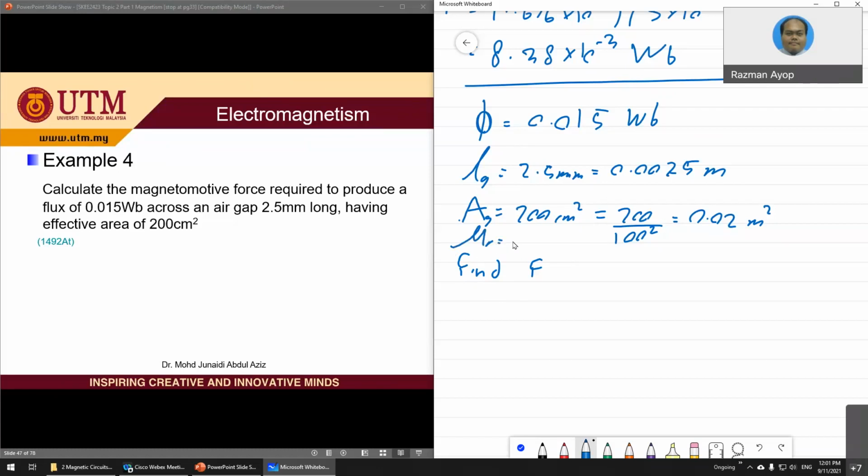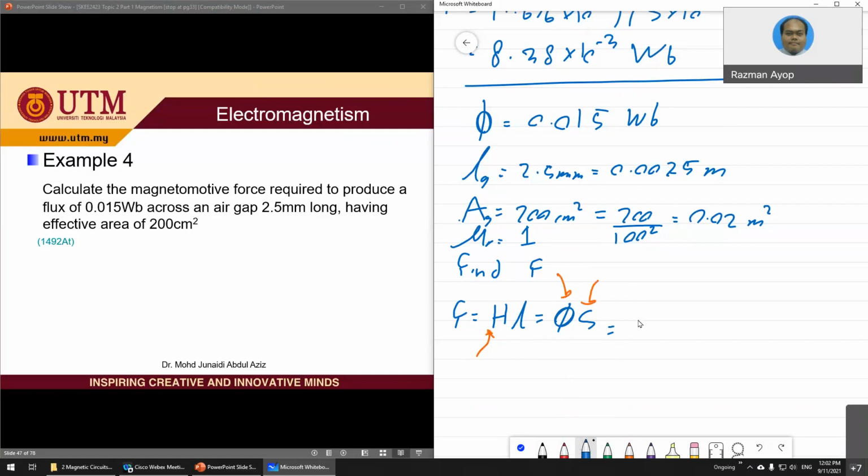For the air gap, mu r is 1. Okay, good. So for this case, you want to find F equals H L, or flux times S. If you look at the information, you cannot calculate it this way because you don't have this information. But you have this information and this information.